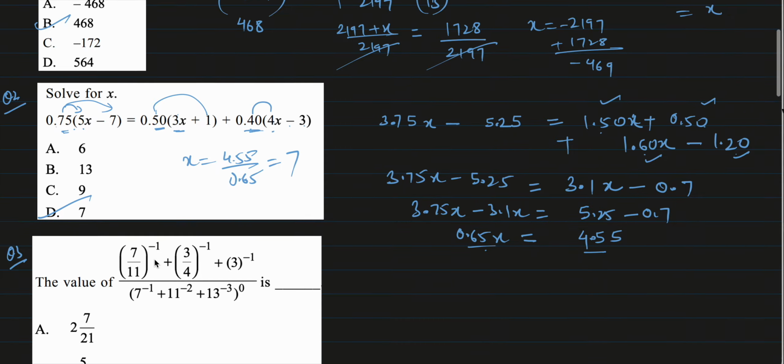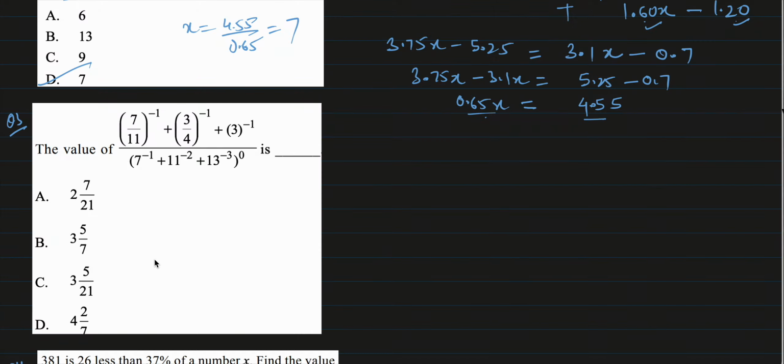Now let's move to the next question. Next question, very easy. Don't go for all the powers in the denominator because all this adds up and the power is 0, so this part becomes 1. So your denominator is 1, no need to worry about that. Let's simplify only the numerator. Now the power is negative, so we will just make it positive by reciprocating it, and it's all only 1, so that's easy for us. So it will be 11 by 7 plus 4 by 3 plus 3 power minus 1 is this only, so I'll write it as this.